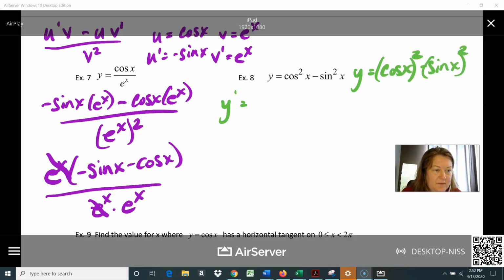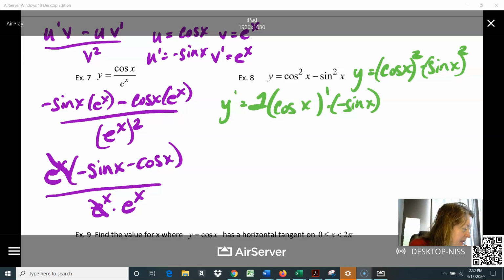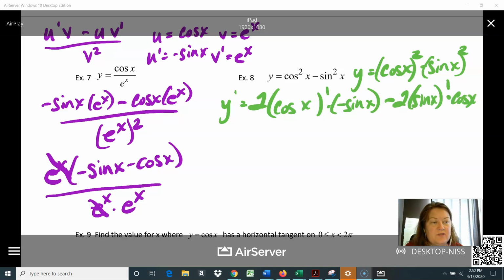Let me move that down a little bit for you. Okay. All right, so first thing is bring the 2 in front, lower the power to 1. Okay, inside stays the same, and then on the outside you multiply by the derivative, right? Okay, and then I have a minus sign. And then I do it again with the 2, lowers down to a 1, and then I have to remember to chain rule it times cosine of x times the derivative.